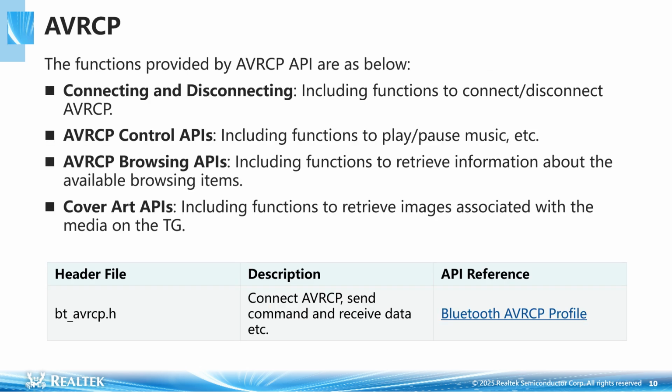The functions provided by AVRCP API are as below. Connecting and disconnecting, including functions to connect or disconnect AVRCP. AVRCP control APIs, including functions to play or pause music, etc. AVRCP browsing APIs, including functions to retrieve information about the available browsable items. Cover art APIs, including functions to retrieve images associated with the media on the TG.